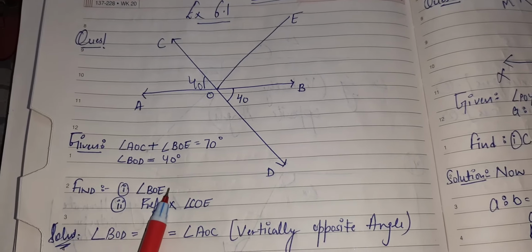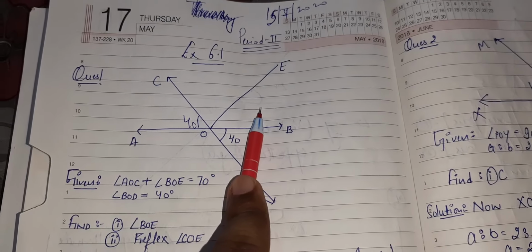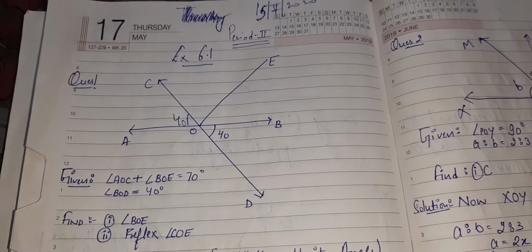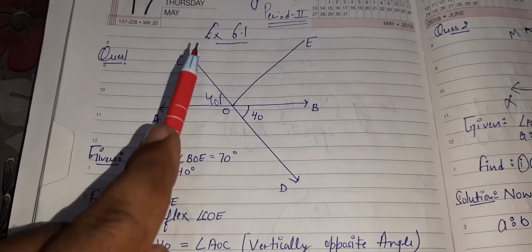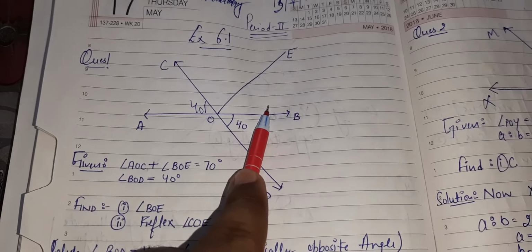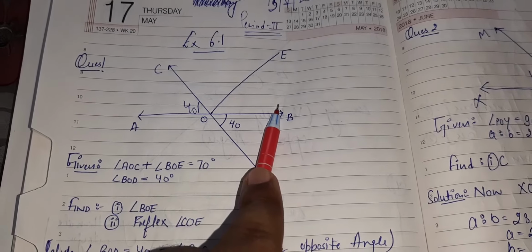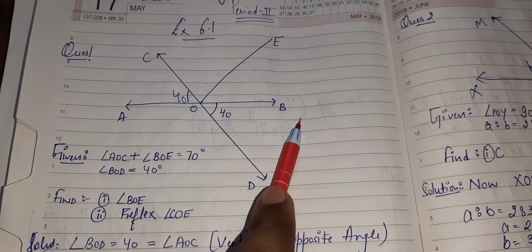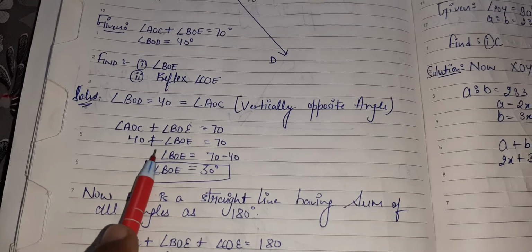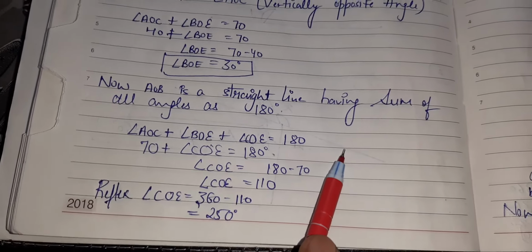First thing they have asked, BOE. I have come out with the answer. BOE is 30. Now reflex COE. It is a straight line having three angles, this and this. Yes or no? By adding all three angles by the straight line property, this I have got as 30.